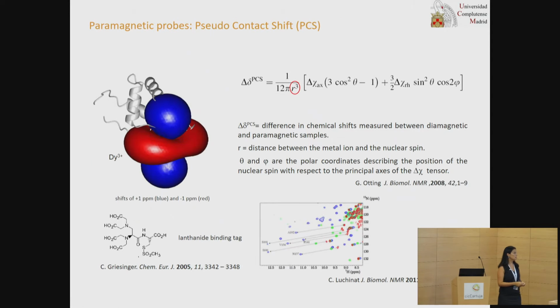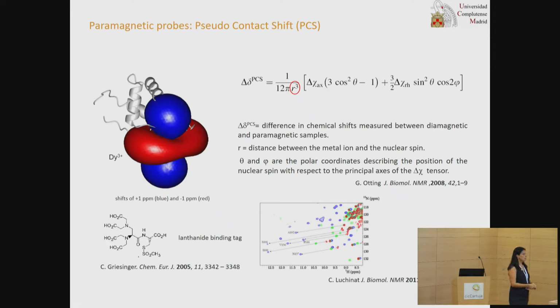Then, some time ago, we decided to try to obtain new parameters with structural information, and we tried to extend the method that was initially developed for proteins, originally for metalloproteins that already contain an ion in the structure. The idea is to covalently attach a lanthanide binding tag to the molecule, in this case a peptide, and to form a complex with a paramagnetic ion. What happens in the NMR?